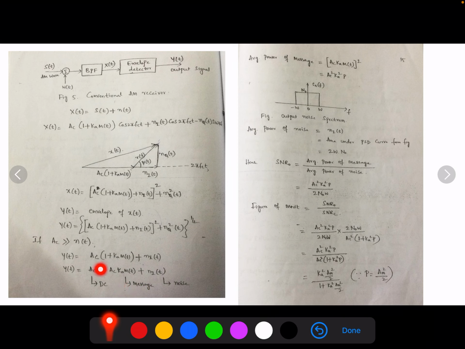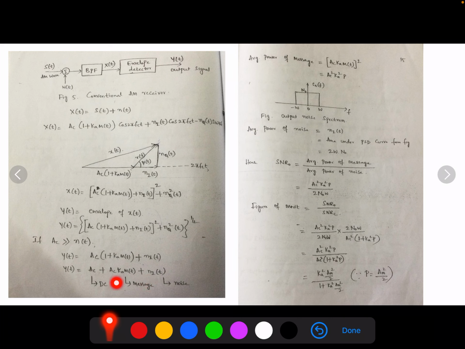So this is a pure DC term, or you can call it a constant term Ac, which is in the envelope detector output y(t), and it is due to the demodulation of the transmitted carrier wave. We may ignore this term because it bears no relation whatsoever to the message signal m(t). It may also be removed simply by means of a blocking capacitor. Thus we can neglect this term Ac. So we find that the remainder is Ac Ka m(t) and Ni(t).